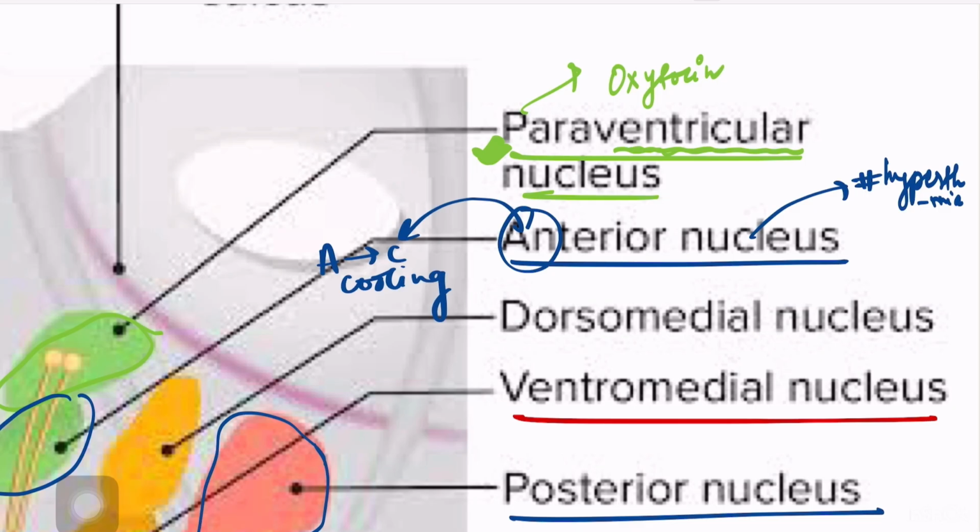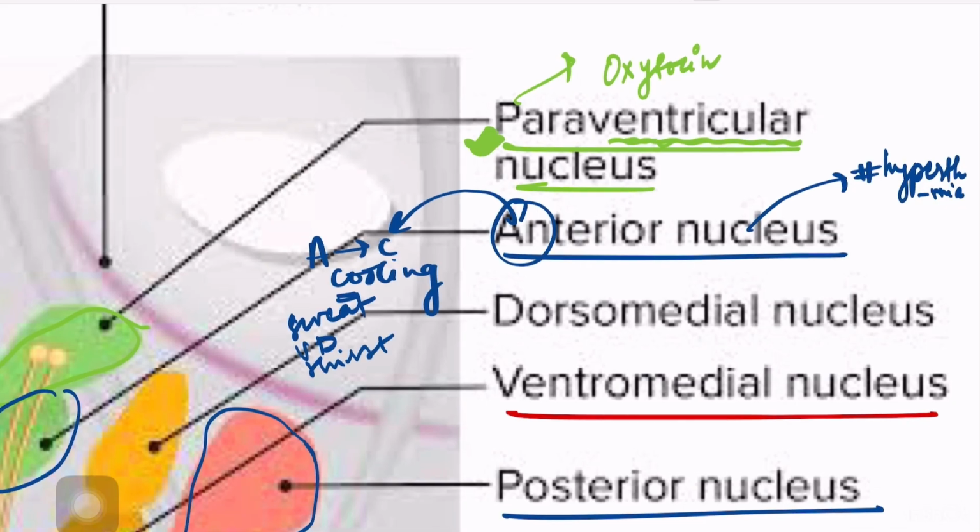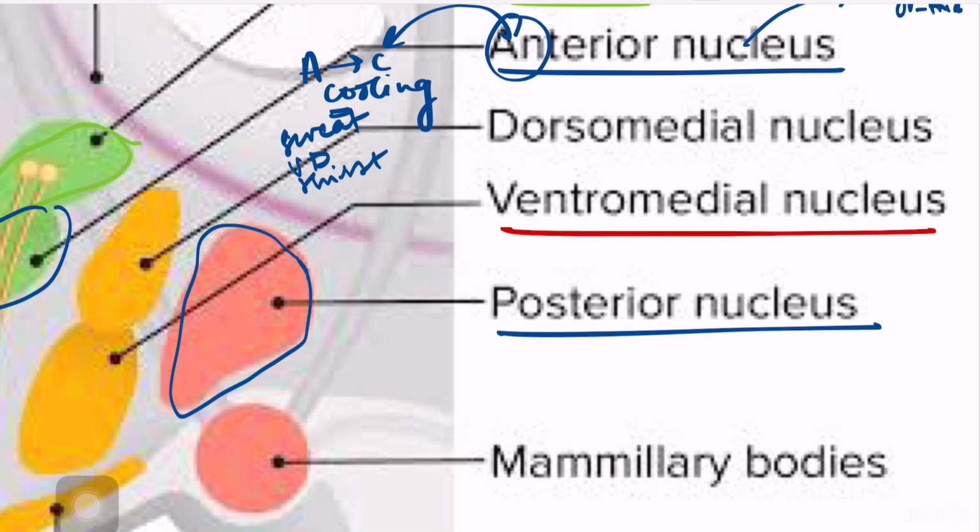Okay, it causes cooling by what mechanisms? By sweating, by vasodilatation, and by thirst. So these are all the mechanisms that cause cooling. Okay, next comes your posterior nucleus. Now the posterior nucleus causes heating of the body and it increases the temperature.